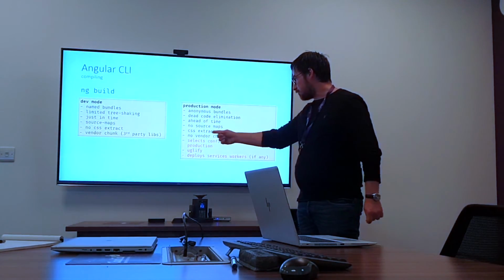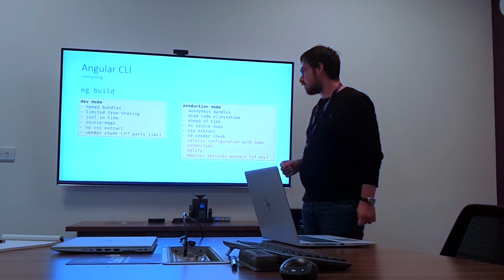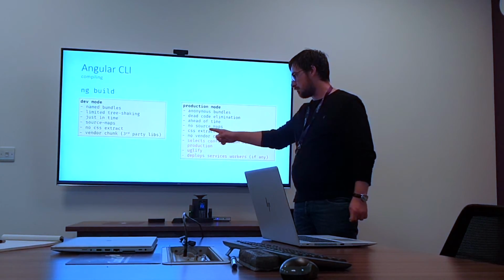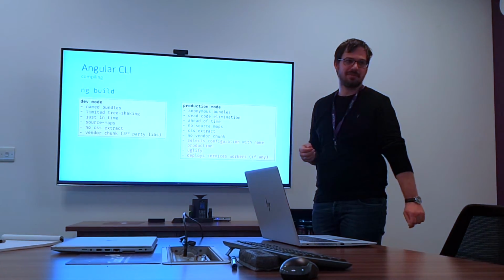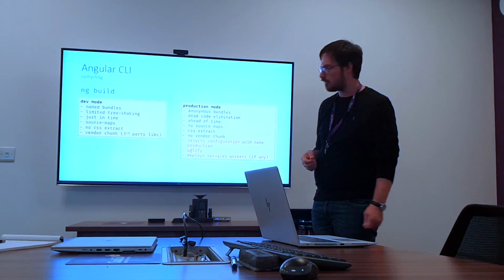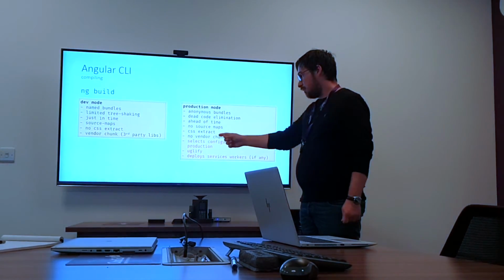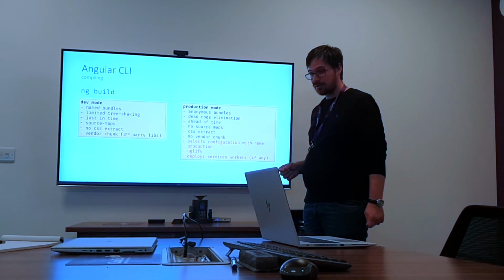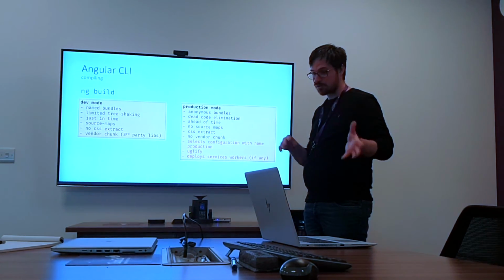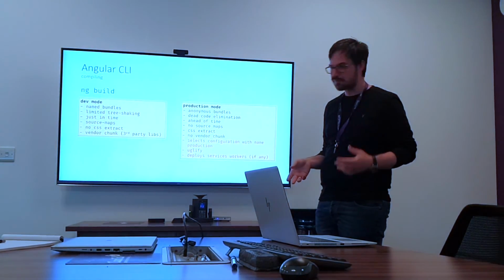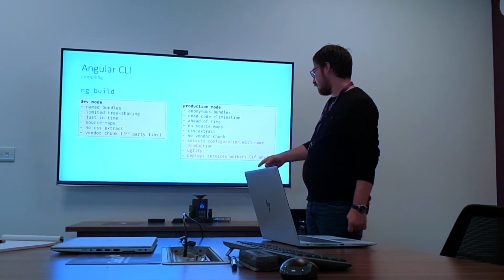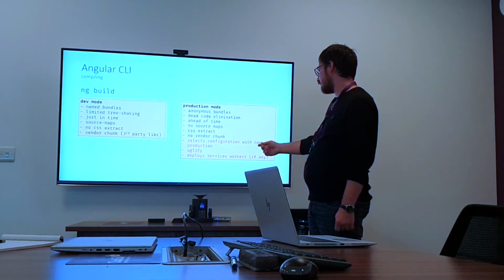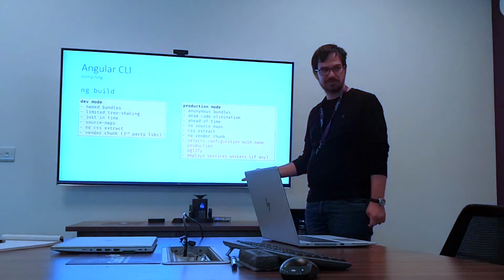You don't have source maps, and you have CSS extracts, which means it builds a single CSS file for the entire project. You don't have a vendor chunk anymore. Each component goes into the specified modules which are actually used. And yes, you can select the configuration in production.